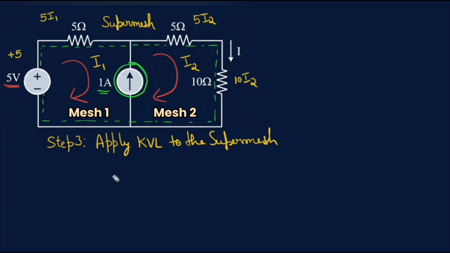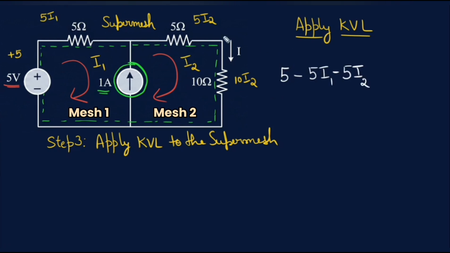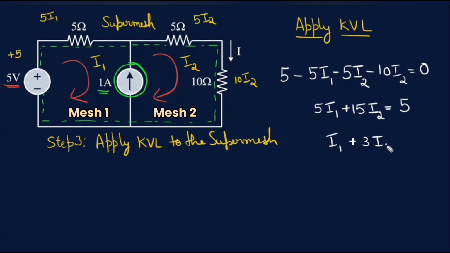Therefore, applying KVL, 5 minus 5I1 minus 5I2 minus 10I2 equals 0, or 5I1 plus 15I2 equals 5. Dividing throughout by 5, we get I1 plus 3I2 equals 1. This is our first equation.